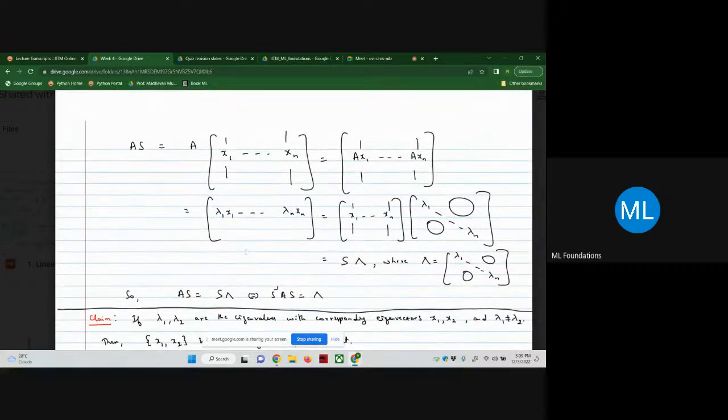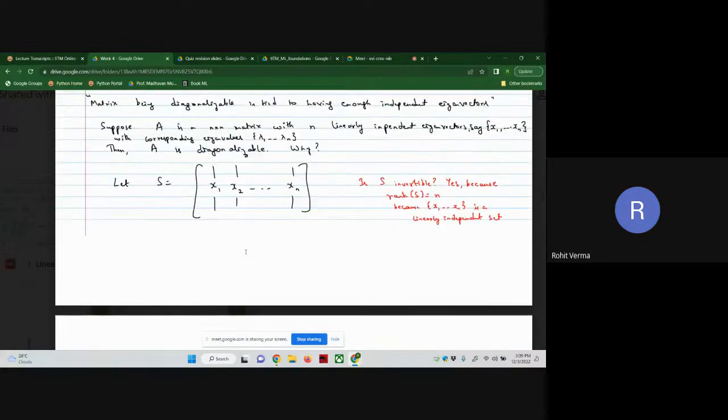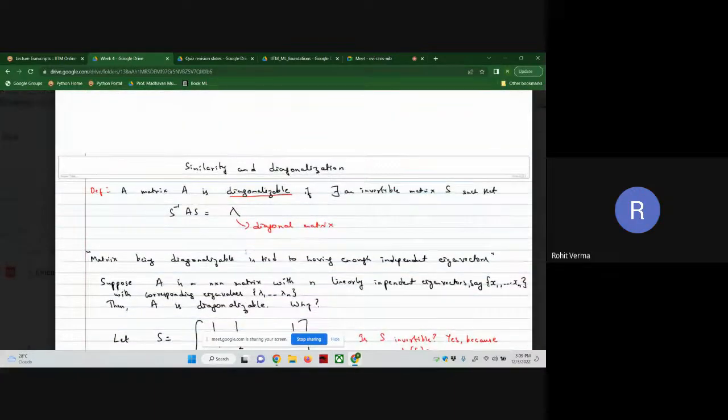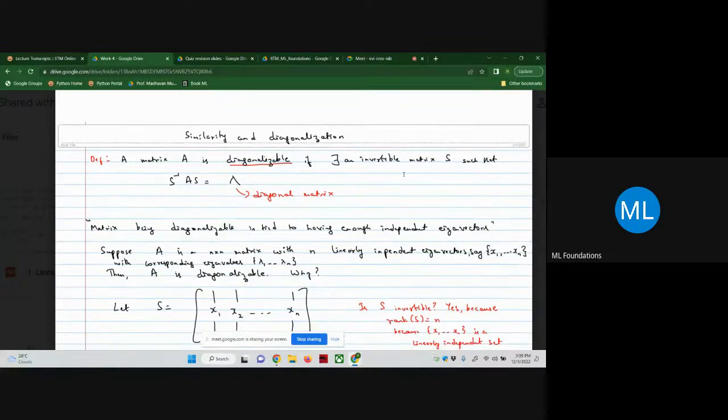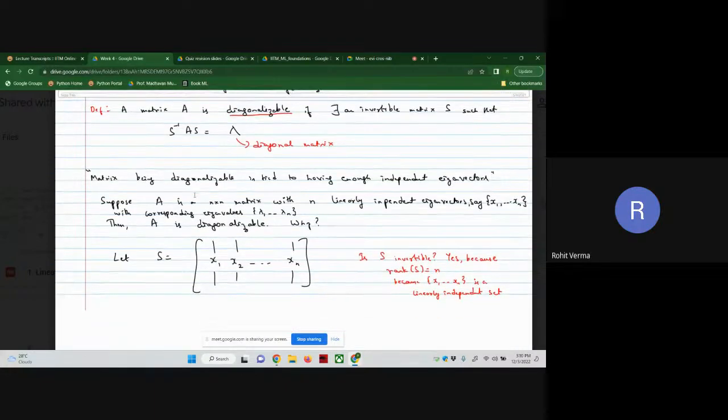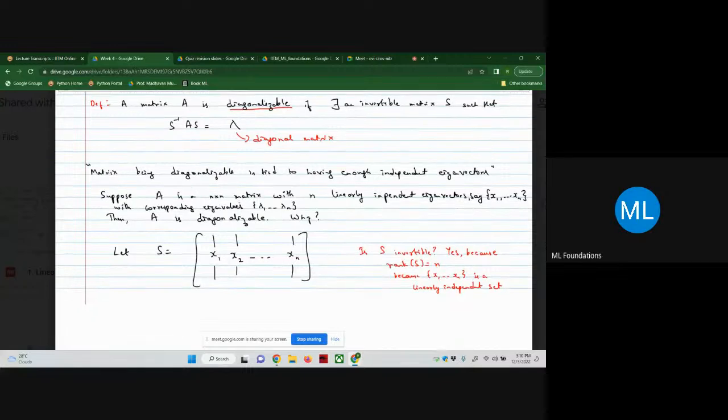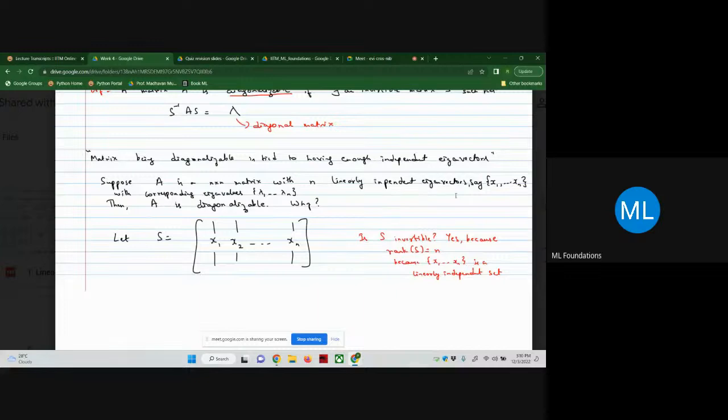Clear on this? Sir, can you come again on this? You said diagonalizable S inverse A S and S transpose A S. So a matrix A is diagonalizable if there exists a matrix S such that S inverse A S is equal to a diagonal matrix. What I'm saying is, if A is an n cross n square matrix with n linearly independent eigenvectors.